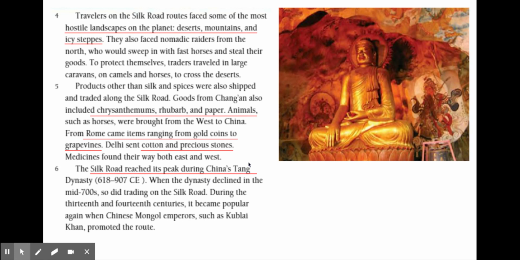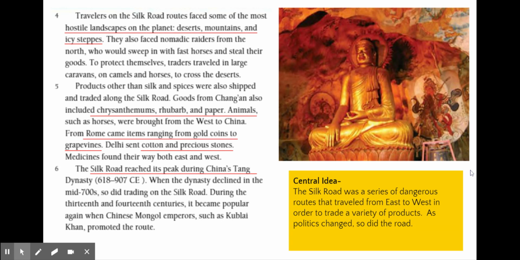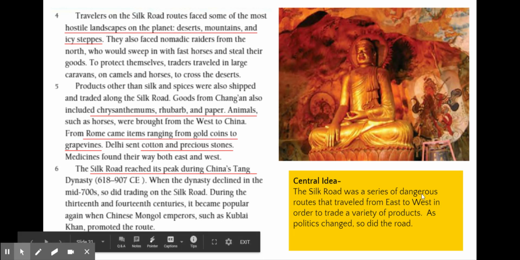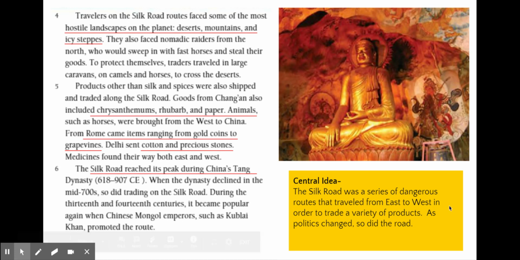Now, based on everything I've read in this section called China and Rome, I know that they traded lots of different things on the Silk Road. And also, these different routes of the Silk Road had some really dangerous places that they went through. From here, I can tell the central idea is something like this. The Silk Road was a series of dangerous routes that traveled from east to west in order to trade a variety of products. As politics changed, so did the road.